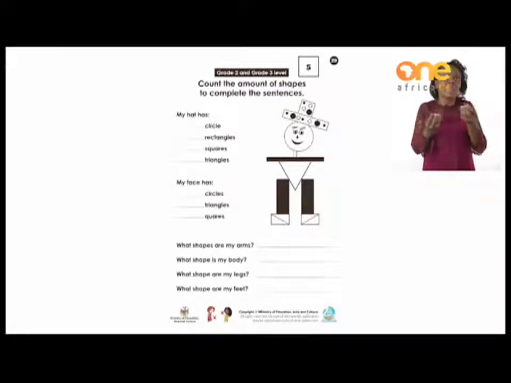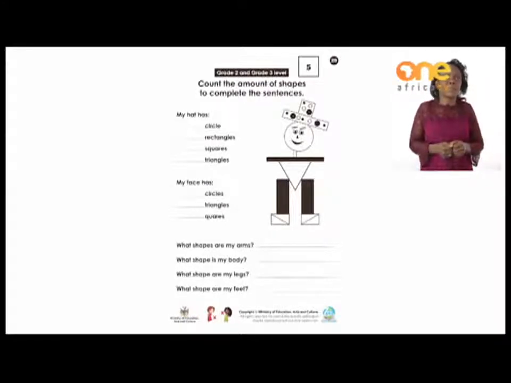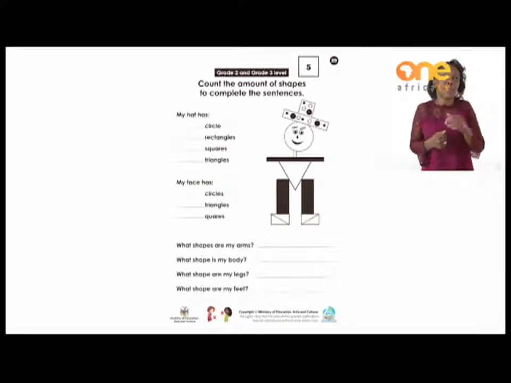So let's start with my head. I have a head there on top. So my head is full of circles. How many circles are there? Are you able to count? Remember, we have learned about counting many times. Now count them as quickly as possible and put it there.